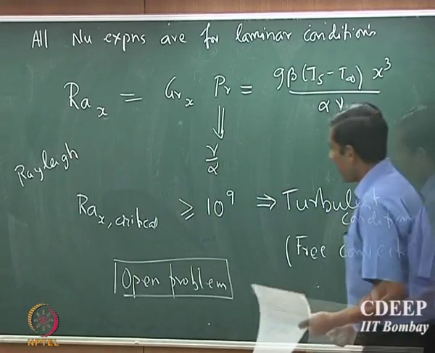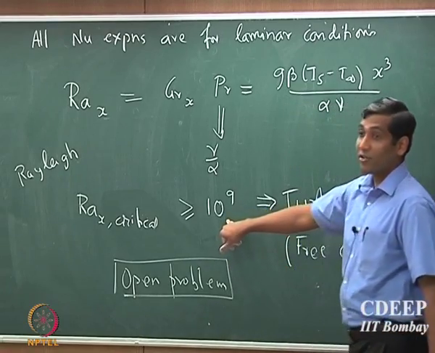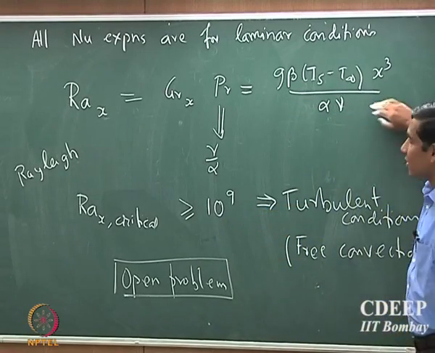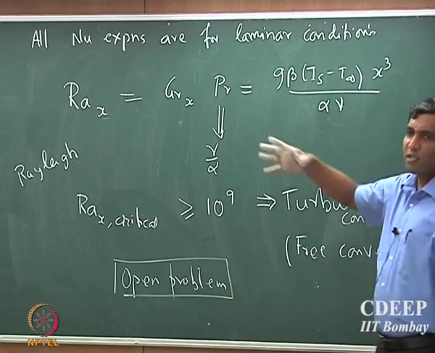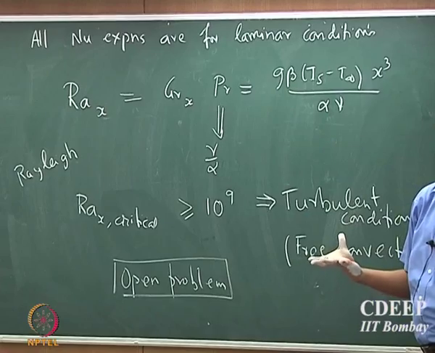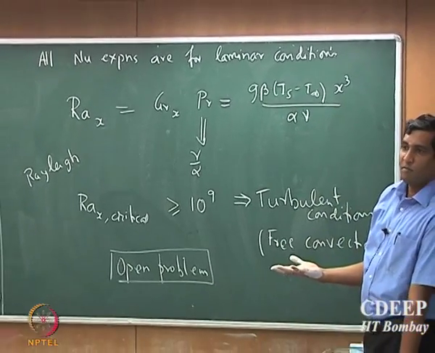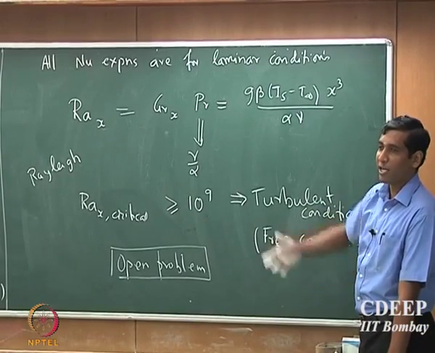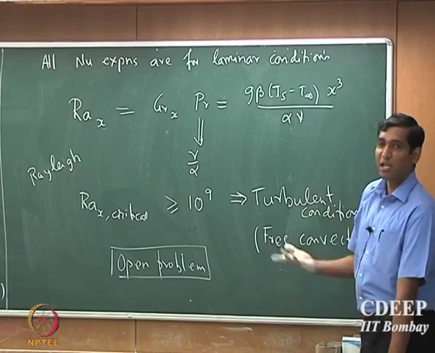It's an open problem. So, when would the Rayleigh number become very large? Look at this expression. Gravity is fixed. There is a fixed bound for the compressibility factor. The temperature gradient is also fairly fixed. It is not that you can have a significant temperature gradient. The length scale is also fairly fixed.